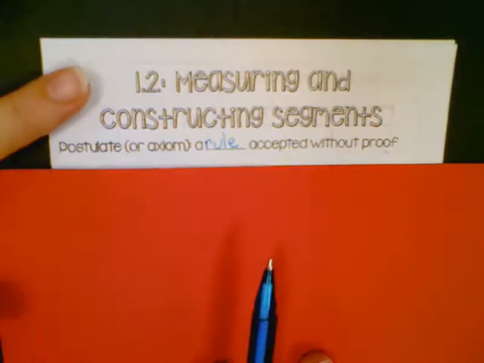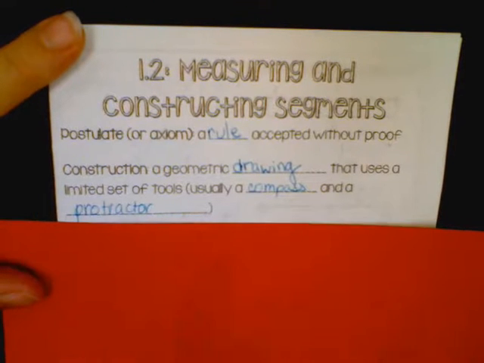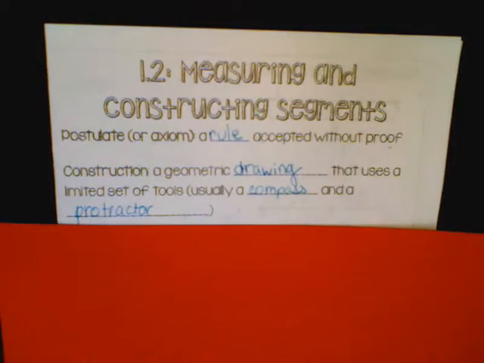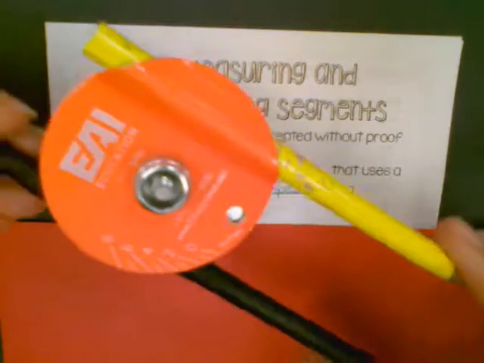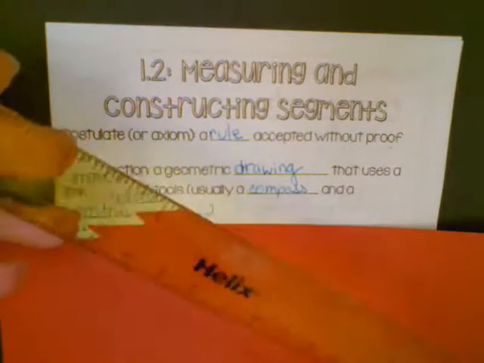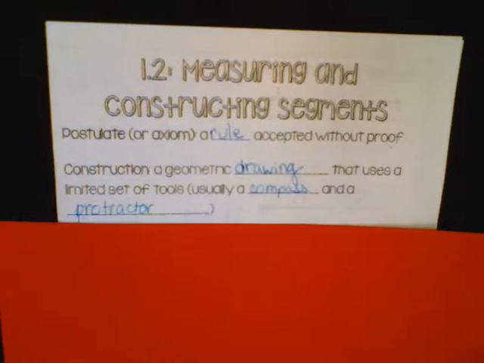Our next definition is a construction, and this is what we're going to need our compass and protractor for. A construction is like a drawing, but we can only use a compass or a straight edge. Most of the time we use a protractor. I just have this little tiny ruler I'm going to use today, but it just has to be a straight edge. The thing about constructions is that we can't measure with the units on there. We just have to do it the way they did back in the day when they first came up with all this stuff thousands of years ago. So just the compass and protractor or straight edge, no measuring.